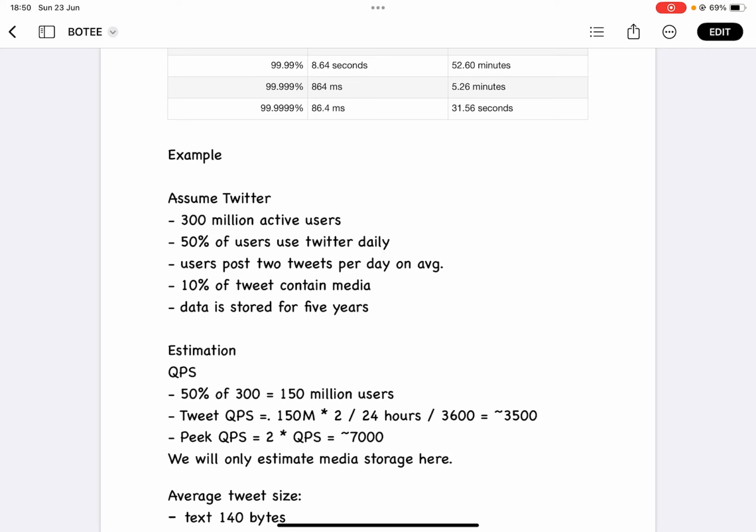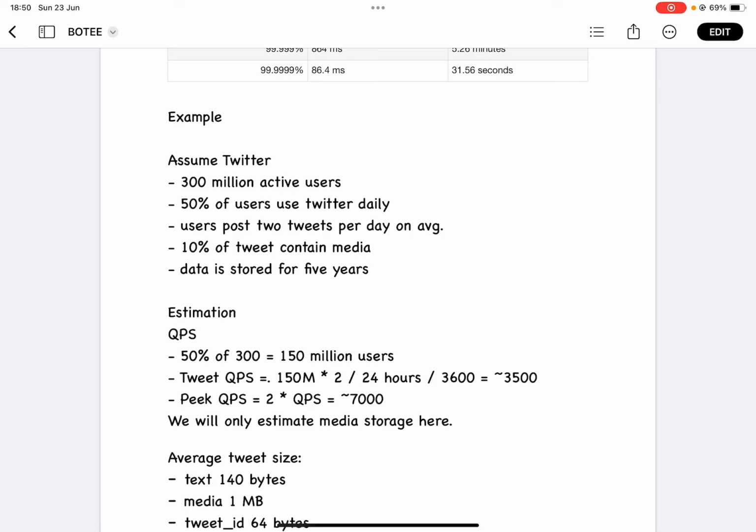Now, based on this assumption of usage, let's understand the queries per second. It is given 300 million users. 50 percent of 300 million is 150 million users, and it is given 2 tweets per day on average. So tweets per second is 150 million into 2 into 24 hours, and each hour has 3600 seconds, which is approximately 3500 tweets per second. At the peak, it will be 2 times 3500, which is 7000 tweets per second, the peak load.